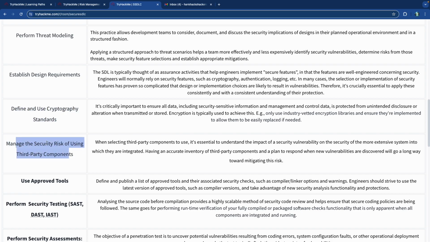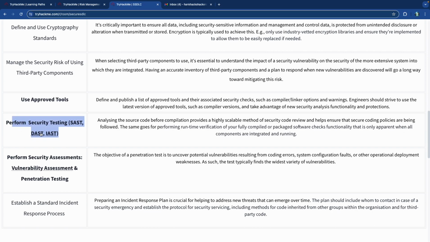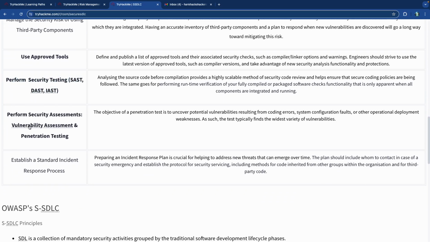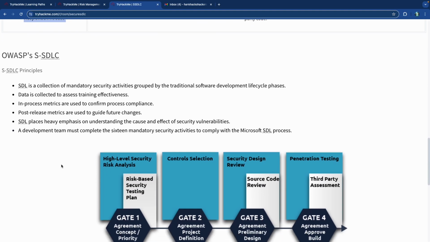If you're using open source components, if you're using somebody else's code, even if you're buying the code and it's not open source, you just want to make sure that you understand what the vulnerability of those third-party components are as well. Use approved tools, perform security testing, which is the stuff that we just talked about, perform security assessments like vulnerability assessments and pen testing, and establish a standard incident response process. So formal response process, just in case anything happens, what are you going to do? What's the series of steps you're going to take?